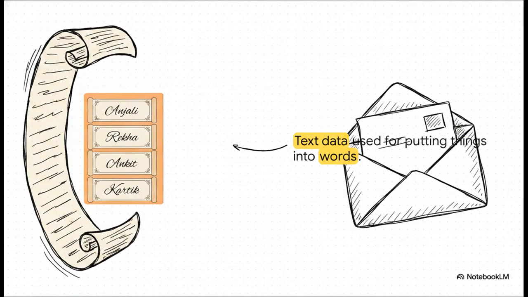Then we have text data. This is composed entirely of letters, words, and structured sentences. Text data translates abstract concepts into universally understood communication. It could be something as simple as written names on a formal scroll, a detailed mailing address, or even the very script I am speaking from right now. It is the fundamental way we meticulously record human language.